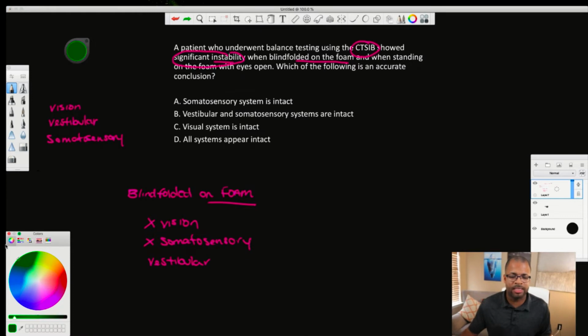So can I put that out to the side? That way we can remember that for later. Vestibular system impaired. I'm just going to put IMP. Cool. All right. Now let's go to the other part of this question.